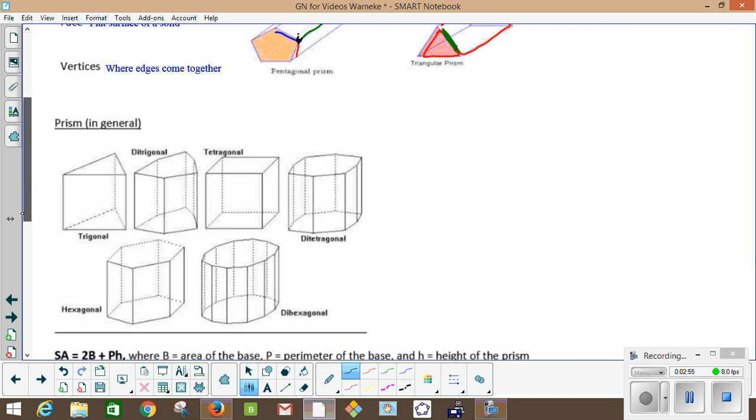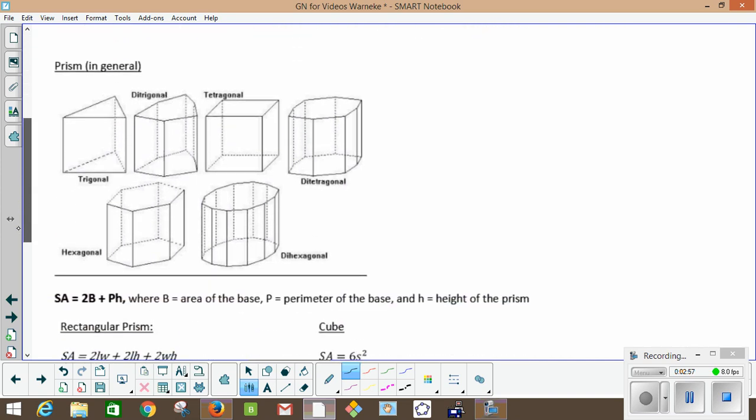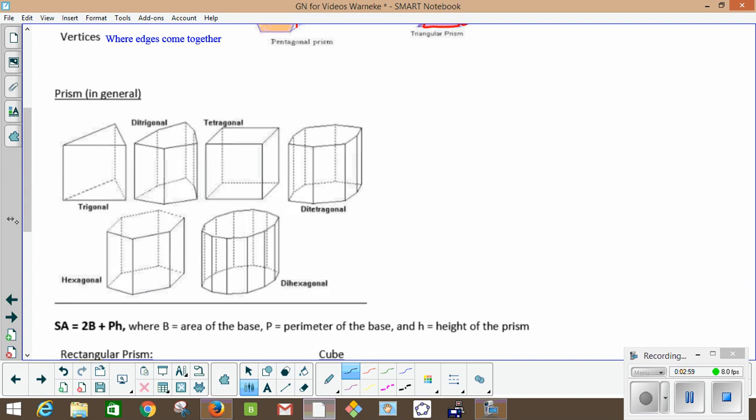And when it comes to surface area, a very general formula can cover any of them, and that is 2b plus pH, where b is the area of the base, the complete area, not just the length, because they're polygons now, we can find the area of them. P is the perimeter of the base, so around the base, and then H is the height, and that's pretty similar to what we've been talking about.